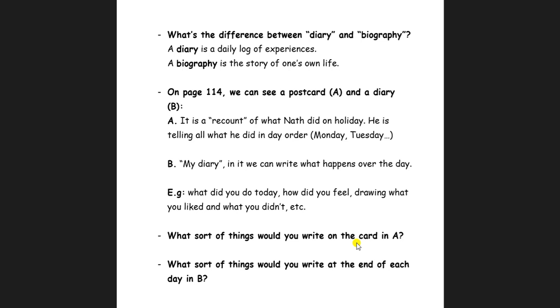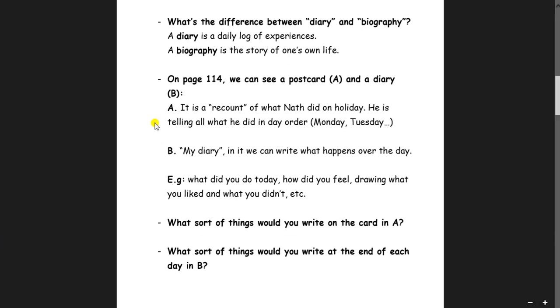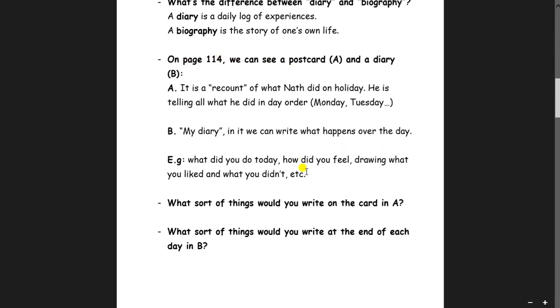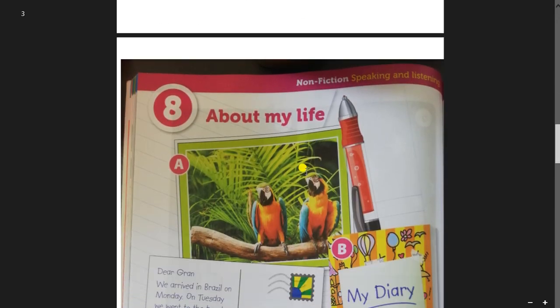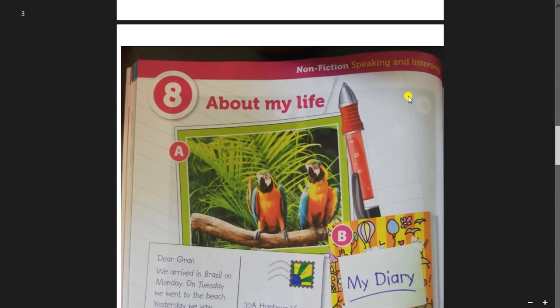Okie dokie? Now, I want to go with you. Here, Miss Delania put for you the answers. This part on page 114, we can see some things. Let's talk about it. So let's finally go to page 114. You can write the date here on the top, the date when you're watching this video.